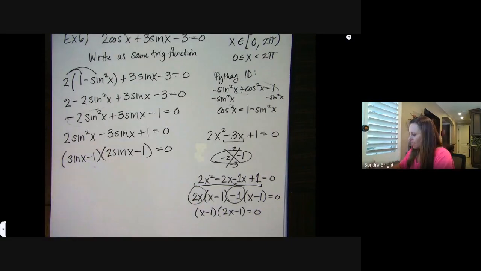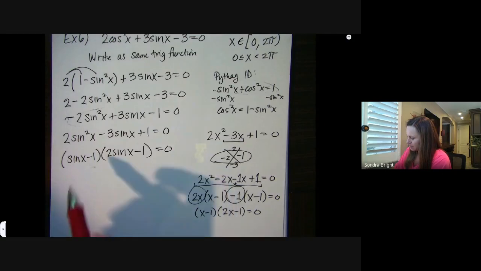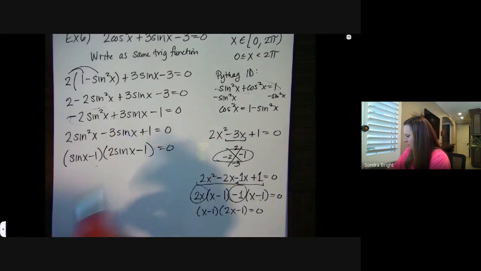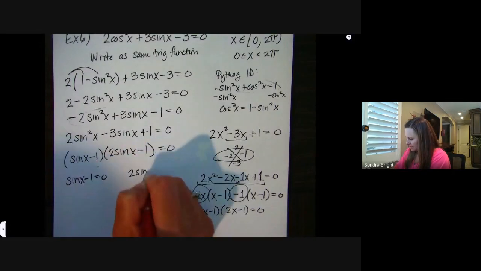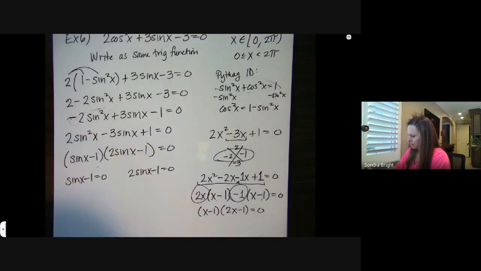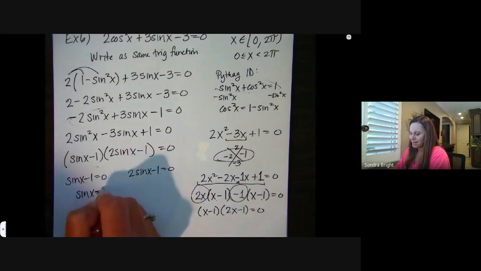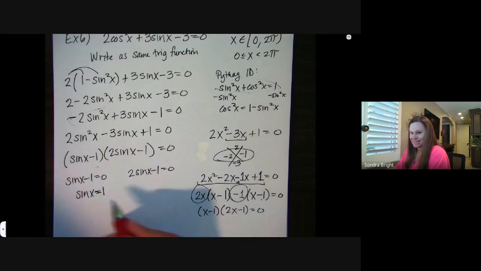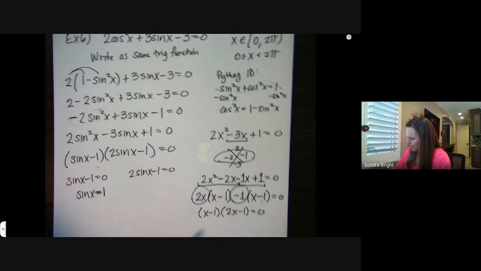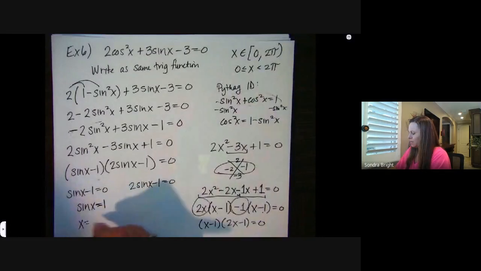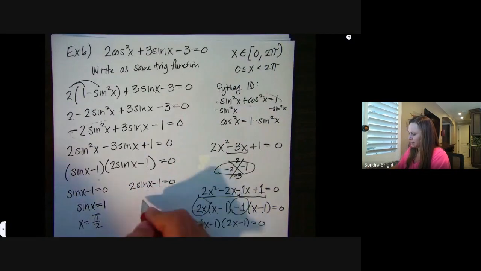Okay. Now you set each factor equal to 0. Sine of x minus 1 equals 0, and 2 sine of x minus 1 equals 0. So sine of x is equal to 1 here. Well, sine of x is 1 at 90 degrees, right? Except that we're in radians. So what is that? X is pi over 2. This one, add the 1, divide by 2. Sine of x is positive 1/2.